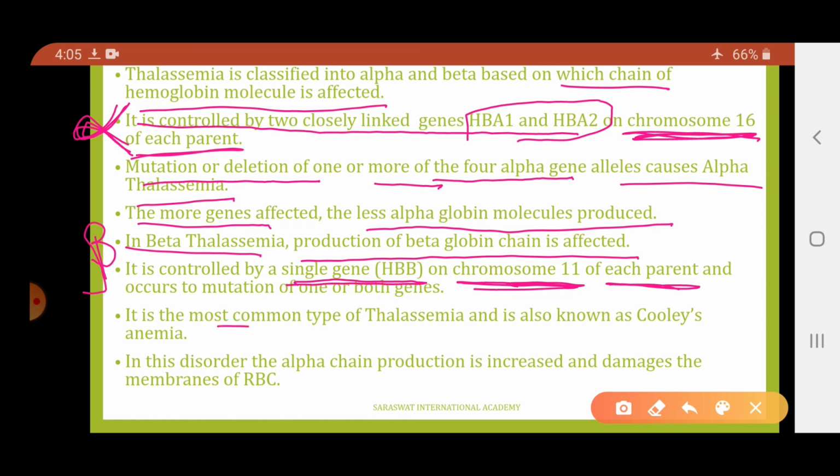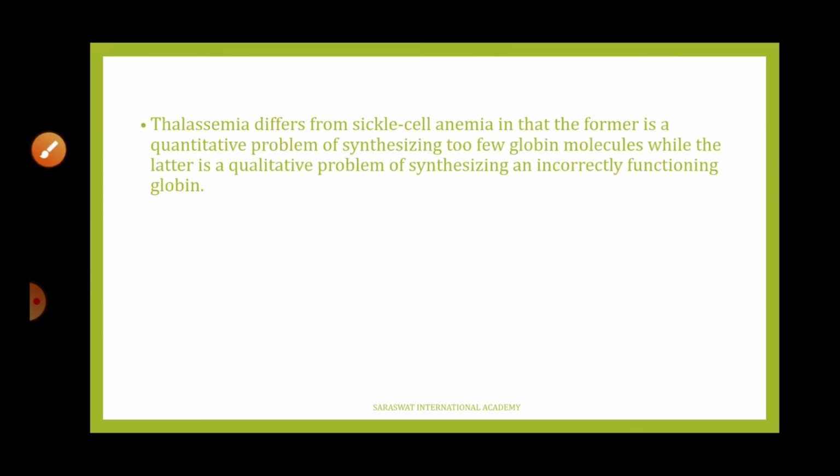Beta thalassemia, it is the most common type of the thalassemia and it is also called as Cooley's anemia. Basically, in this disorder, the alpha chain production increases and damages the membranes of the RBCs. Cooley's anemia is the beta thalassemia, जिसकी वजह से अल्फा चेन का सिंथेसिस बहुत ज़्यादा हो जाता है एंड वो RBCs के मेम्ब्रेन को डैमेज करता है.